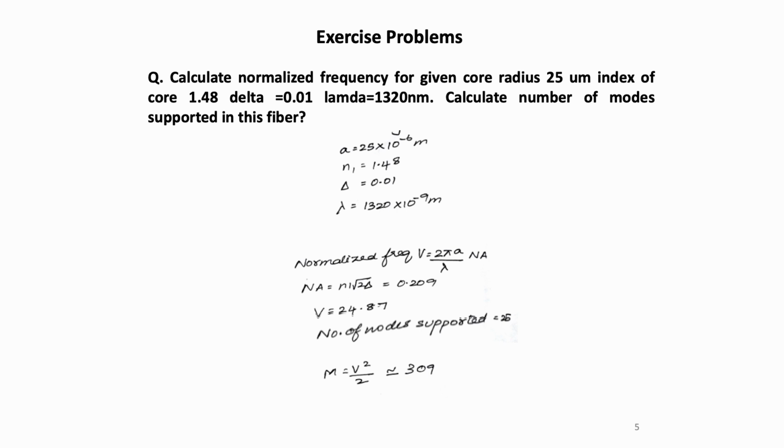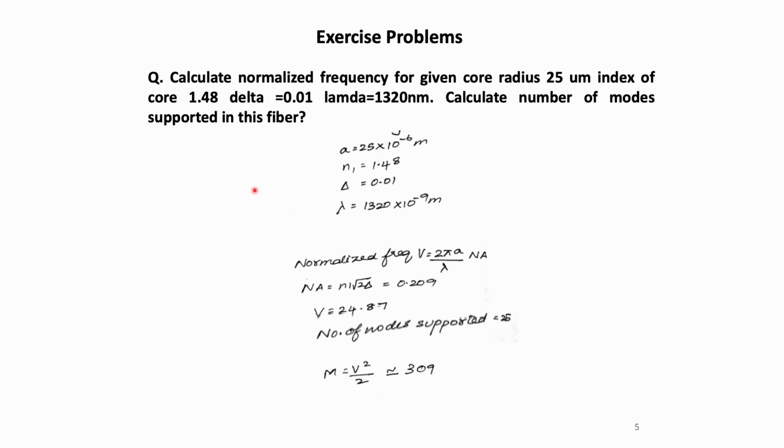So calculate the number of modes supported in the fiber. Here we need to calculate both the normalized frequency and the number of modes. Once we have calculated the normalized frequency, we can calculate the number of modes. They have given the core radius of 25 into 10 power minus 6; a micrometer is 10 power minus 6 meter.